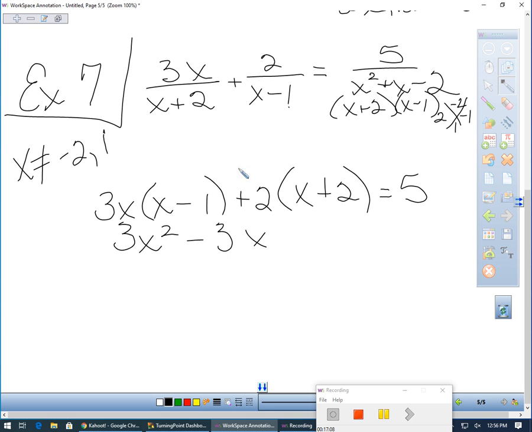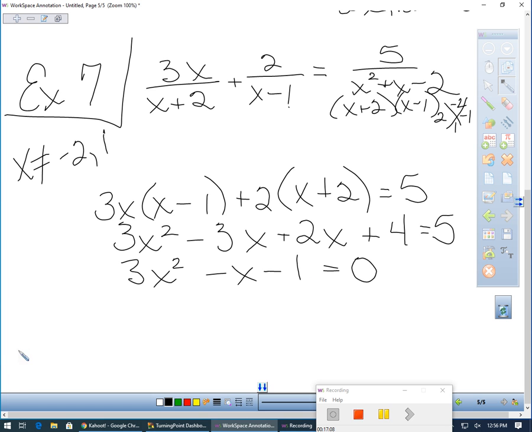We go to the next one. 2 times x is 2x. And 2 times 2 is 4 equals 5. 3x squared. Combining like terms, I get negative x. You guys okay if I subtract my 5 to this side? So negative 1 equals 0. Okay. Let's see if I can factor it. If I put negative 3 on top, negative 1 on the bottom, are there factors with negative 3 that will give us negative 1? Nope.